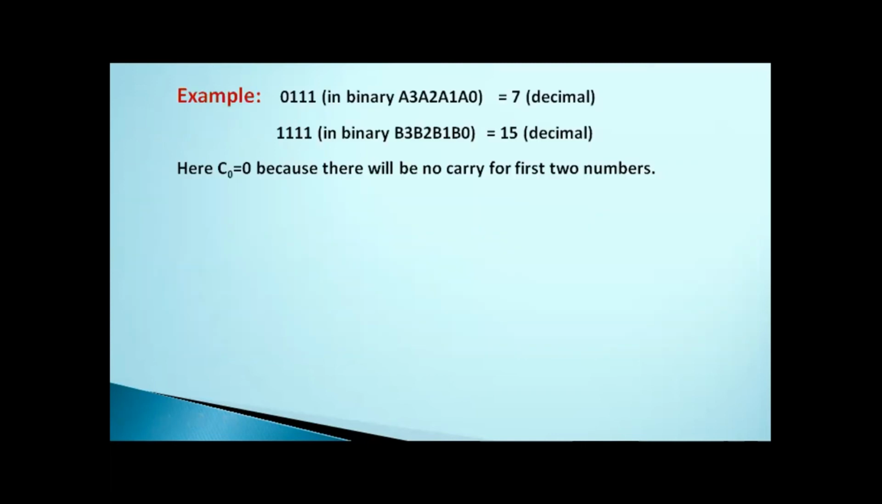Now we will see one example. 0, 1, 1, 1. This is the content of the register R1. Let us suppose 1, 1, 1, 1. This is the content of register R2. This 0, 1, 1, 1 is the decimal equivalent of 7 and 1, 1, 1, 1 is the decimal equivalent of 15. Now we will see the addition operation of these two contents of registers R1 and R2. Here C0 equals 0 because there will be no carry for the first two numbers. So the initial carry will be 0.